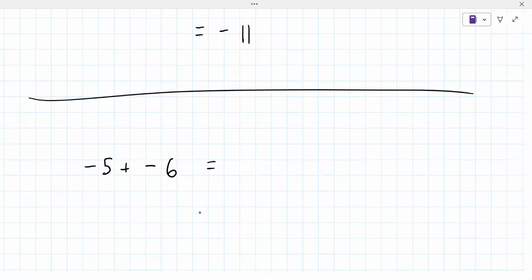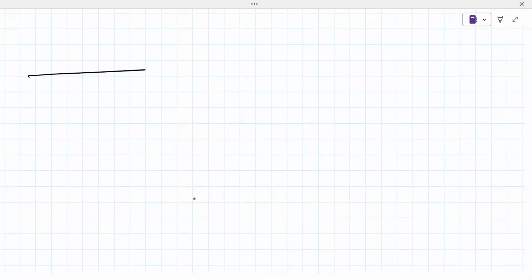Are these the same sign or opposite sign? Same sign. So what is the sign of the answer? Negative. It would just be 5 plus 6 again, and that would be 11, or negative 11 to be specific. Good.